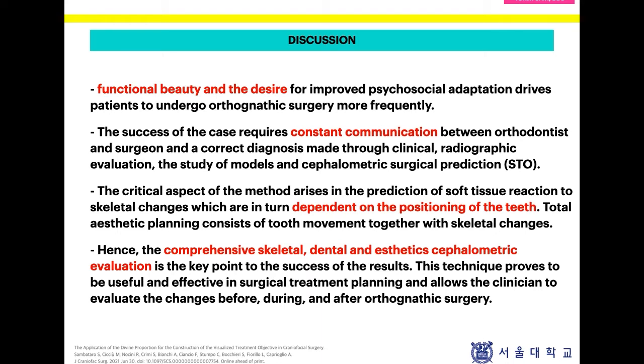The critical aspect of the method arises in the prediction of soft tissue reaction to skeletal changes, which are in turn dependent on the positioning of the teeth. Total aesthetic planning consists of tooth movement together with the skeletal changes. Hence, the comprehensive skeletal, dental, and aesthetic cephalometric evaluation is the key point to the success of the result. This technique proves to be useful and effective in surgical treatment planning and allows the clinician to evaluate the changes before, during, and after orthodontic surgery.